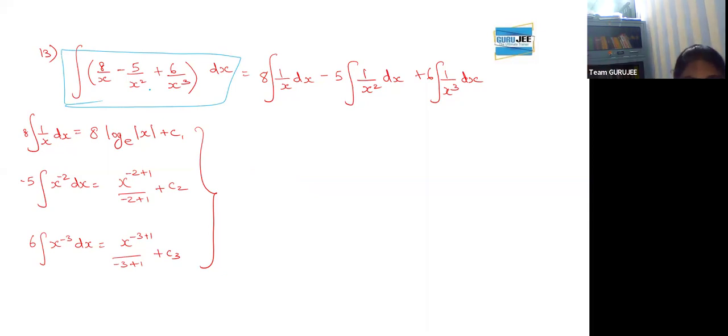Take the question: integrate 8 by x minus 5 by x square plus 6 by x cube dx. Each time you have to use rules as well as the formula. To split the functions, use the rules. For integration, use the formulas. Maximum you have to simplify first and then finally apply the formula for integration.